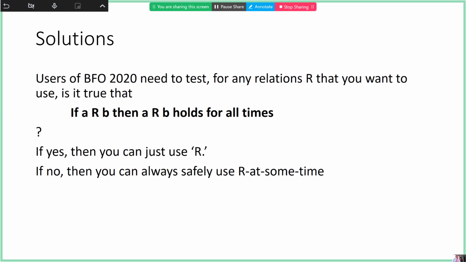We see whether there is a holds-for-all-times condition satisfied for a given relation R. If it is satisfied, we can just use R. We don't need to say R at all times. We can just use a relation R because R holds for all times, if it holds at all. If it doesn't hold at all times, we can safely use R at some time. And so that never causes problems, but it gives you a weaker possibility of doing reasoning because you can't use transitivity.